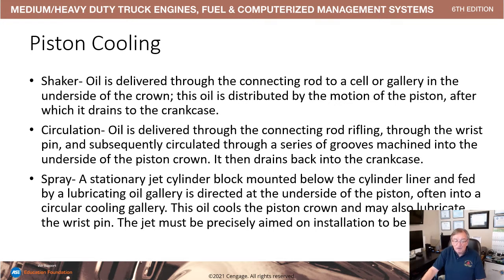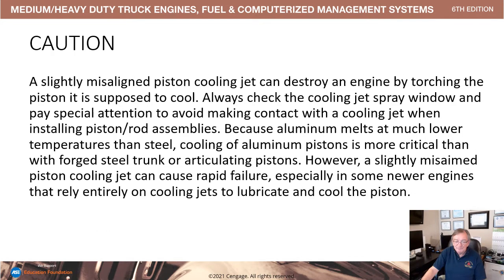But a stationary oil jet spray mounted on the bottom of the crankcase feeds lubricating oil directly to the underside of the piston, often to a circular cooling gallery. These oil spray jets have to be aimed precisely at the bottom of the piston, based on the OEM specifications. A misaligned spray jet will destroy a piston, an engine, by torching the piston it's supposed to be cooling.